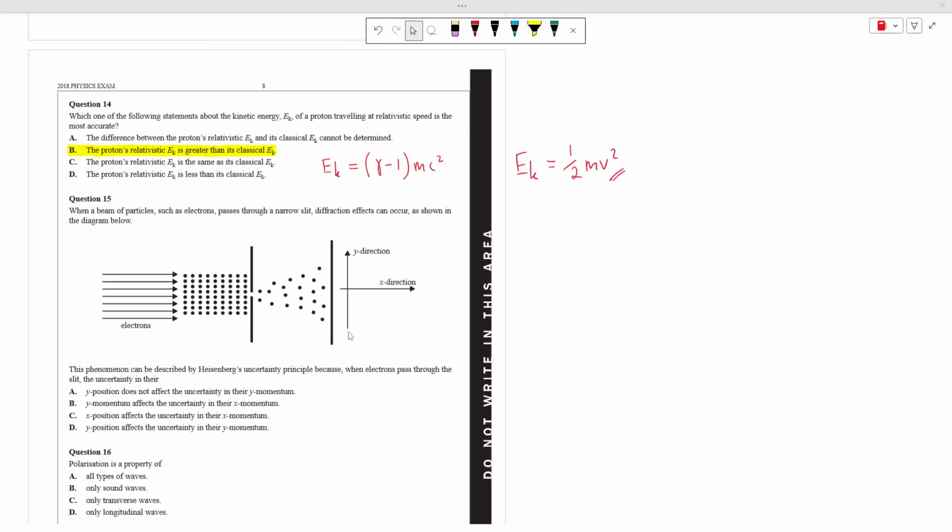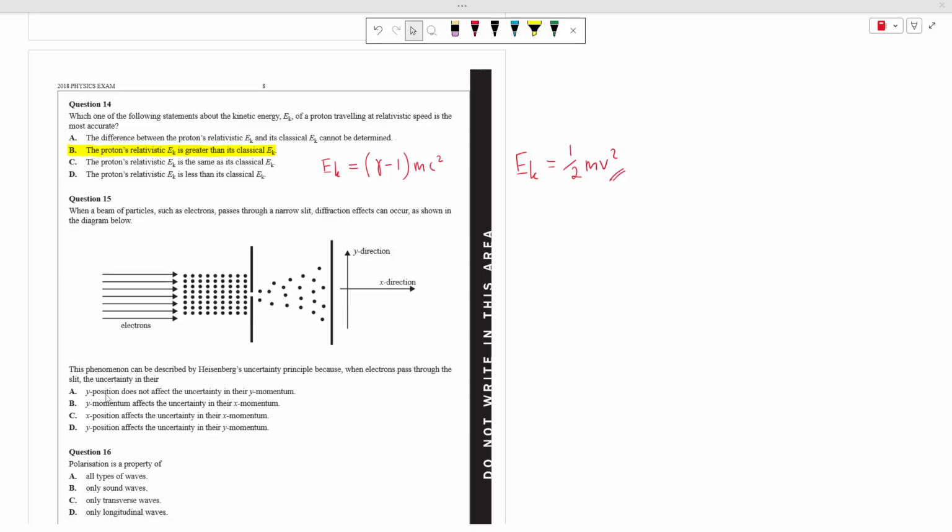All right, question 15. When a beam of particles such as electrons passes through a narrow slit, diffraction effects can occur as shown in the diagram below. Okay, so that's your classic single slit electron diffraction experiment. This phenomenon can be described by Heisenberg's uncertainty principle because when the electrons pass through the slit, the uncertainty in... and we've got some options.